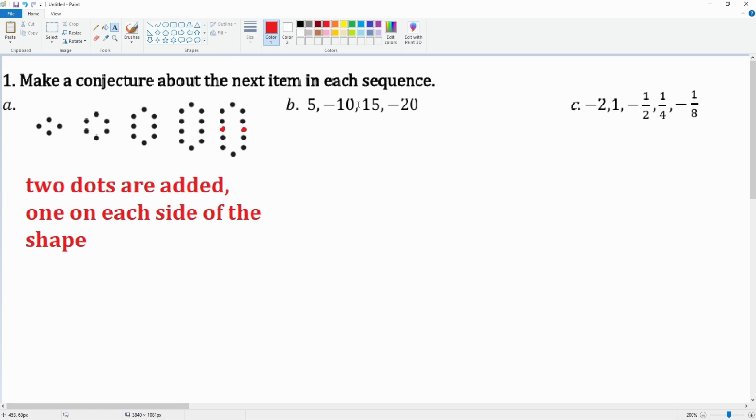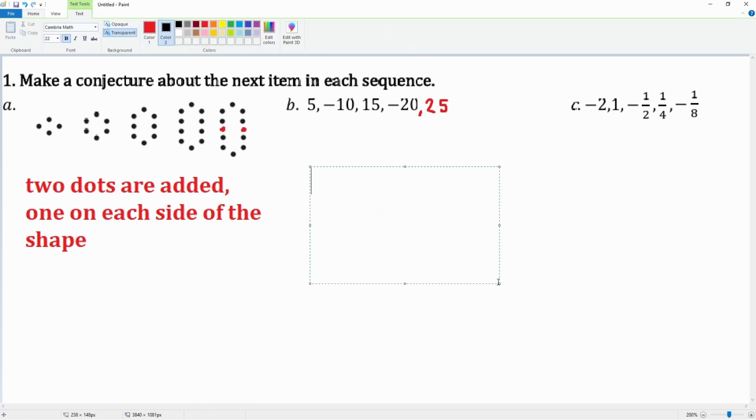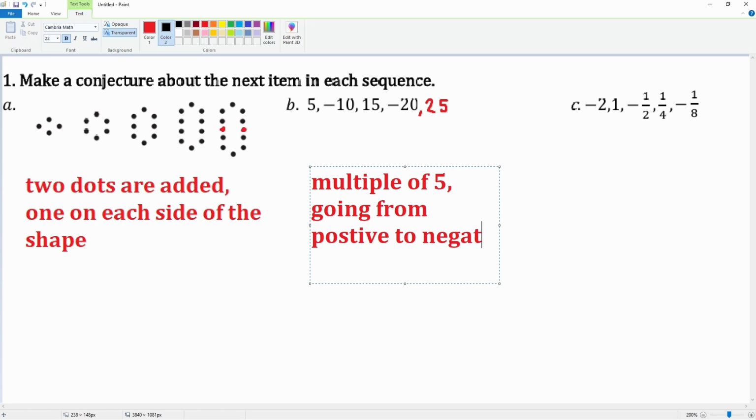Okay, and then the next one, it looks like it is 5, 10, 15, 20. So, and it is going from positive to negative. So the next one should be a positive 25. So here we can say that the next item in the sequence is a multiple of 5s going from positive to negative.